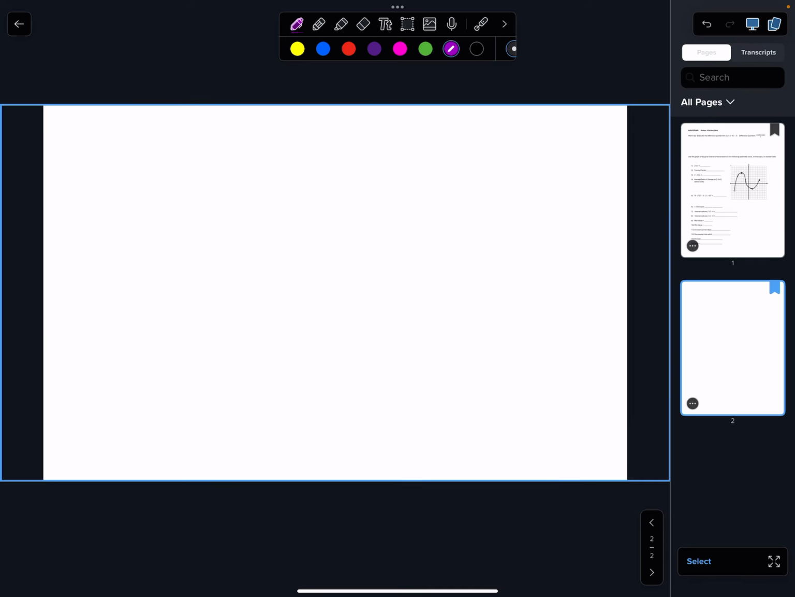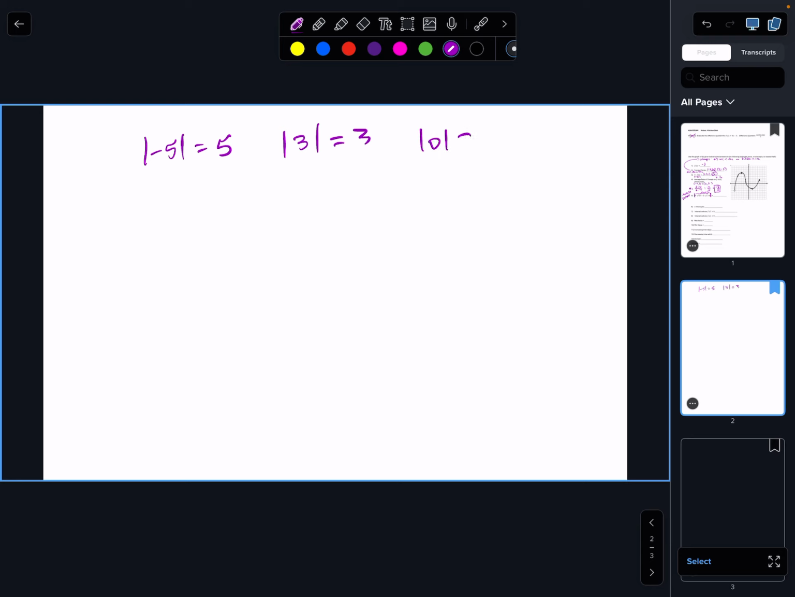Last year, I think it's just people haven't used absolute value a lot. The absolute value of a negative 5 is 5. The absolute value of 3 is the number itself. The absolute value of 0 is 0. It's just, if a number is negative, you're going to make it positive.